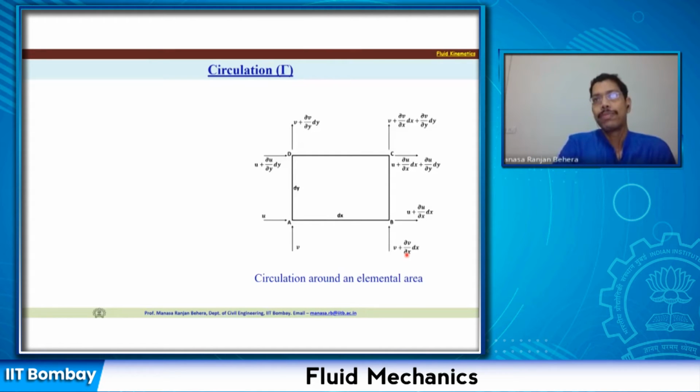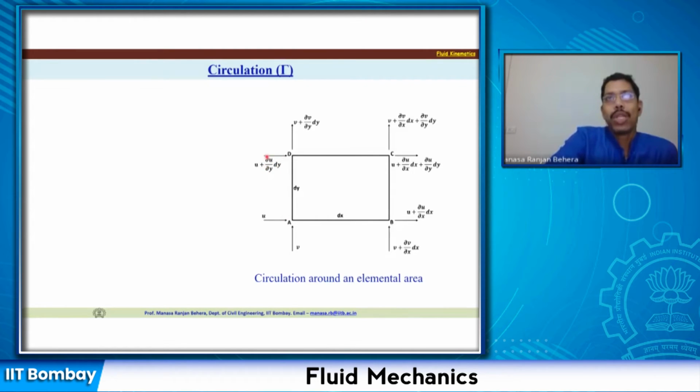Okay, so the new velocity at this point is going to be v plus ∂v/∂x dx. Now similarly, if we find the velocities at point D, the u is also going to change for that point, because there is a distance that has moved, dy. So the new velocity is going to be u plus ∂u/∂y dy, the rate of change of velocity u in the y direction multiplied by dy.